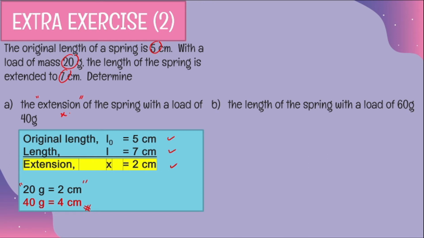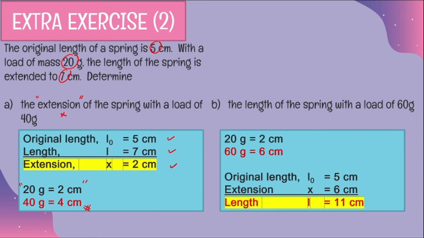Okay. Next soalan dia. The length of spring with a load of 60 gram. Macam tu. 20 is 2. 60 is 6. Betul ke? Betul kan? Betul lah. 6 cm. Okay, betul. Then, dia nak length. Bila length, kena tambah the L naught plus X. Ni L naught plus X. So, 11 cm. Okay. Kalau kamu tak faham, kamu pause lah.